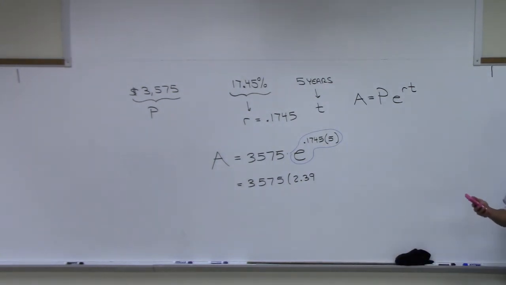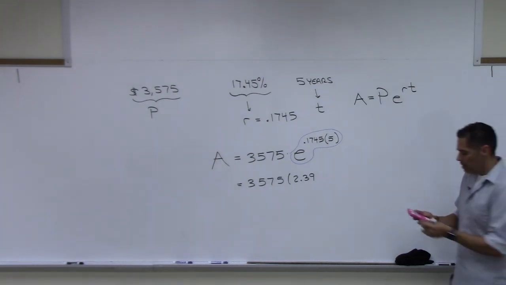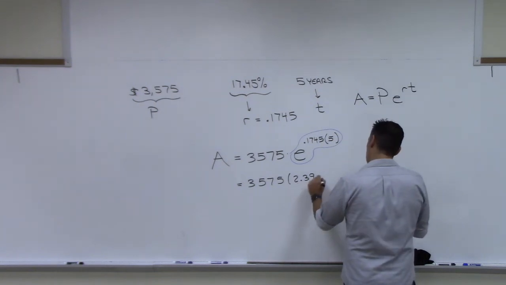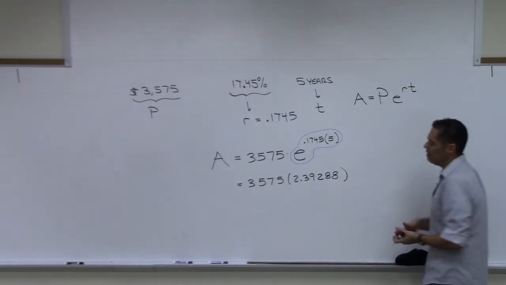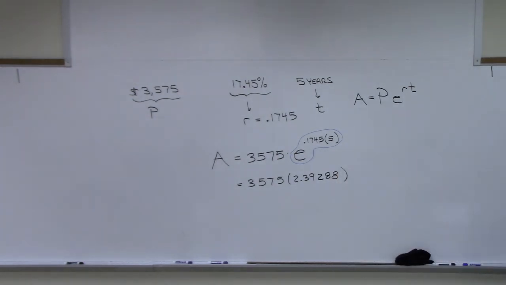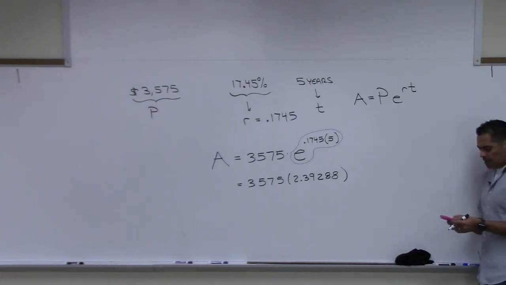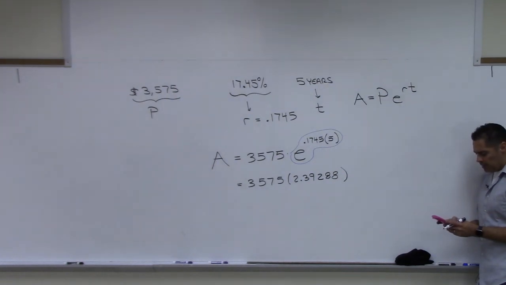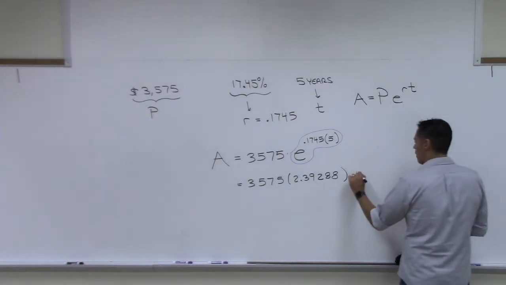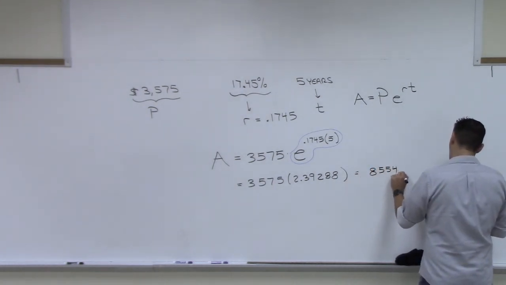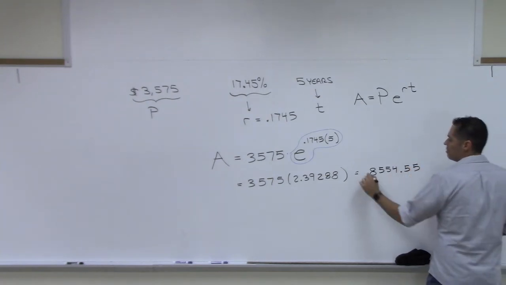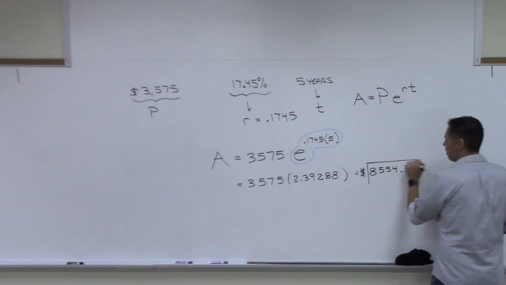I recommend for these problems to be as accurate as possible, to just go out as many decimal places as you can. I'm going to go out 2.39288. Mine keeps going, 5596. I'm just going to stop there. I think 4 or 5 decimal places is good for the accuracy here. Take that number, 2.39288, and multiply it times 3575, and you get your answer. It is 8554.55. Here I'm going to round because this is money, so we only round to the nearest penny.